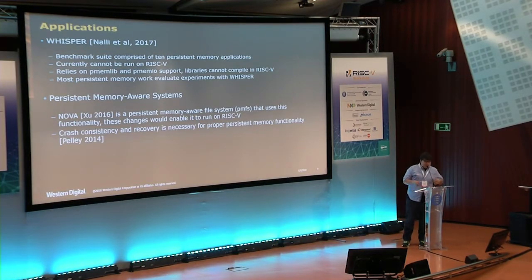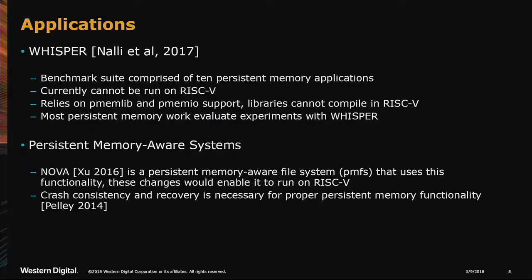So let's talk about more specific applications. The first thing I'd like to bring up is Whisper, published in 2017. It's a benchmark suite comprised of 10 persistent memory applications. Most persistent memory research relies on it for evaluation, similar to how we have SPEC and other benchmark suites. Persistent memory research likes to rely on Whisper to evaluate designs and show results that can be compared across systems.